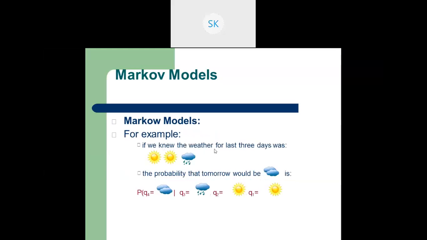For example, if we knew the weather for the last 3 days, sunny, sunny, and rainy, the probability that tomorrow would be foggy or cloudy is the probability of Q4 being cloudy given Q3 equal to rainy, Q2 equal to sunny, Q1 equal to sunny. These are the past states.